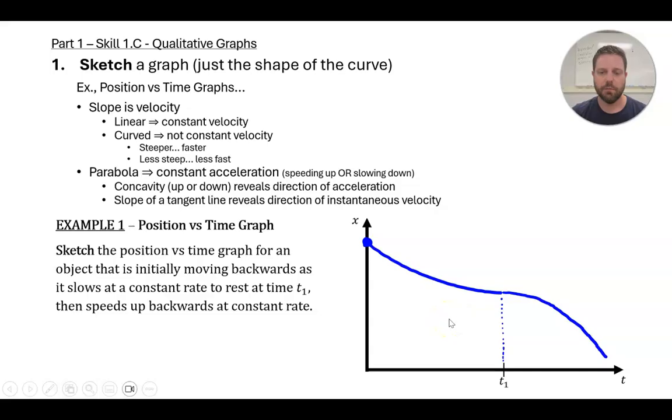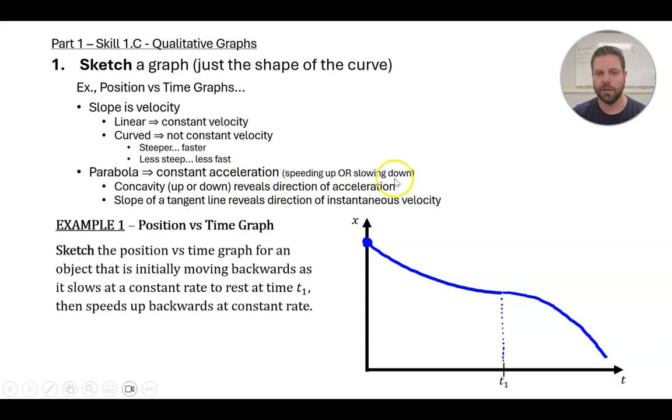To summarize the things that we just needed to apply there, there is this idea that slope is velocity. So we know that the slope is velocity, which means if it's a linear shape, it's going to be a constant velocity motion. If it's curved, then it's not a constant velocity, and as we said, steeper is faster and less steep is less fast. It is important to note here that although we don't really care about the curving as a parabola versus anything else, a parabola is going to indicate constant acceleration.